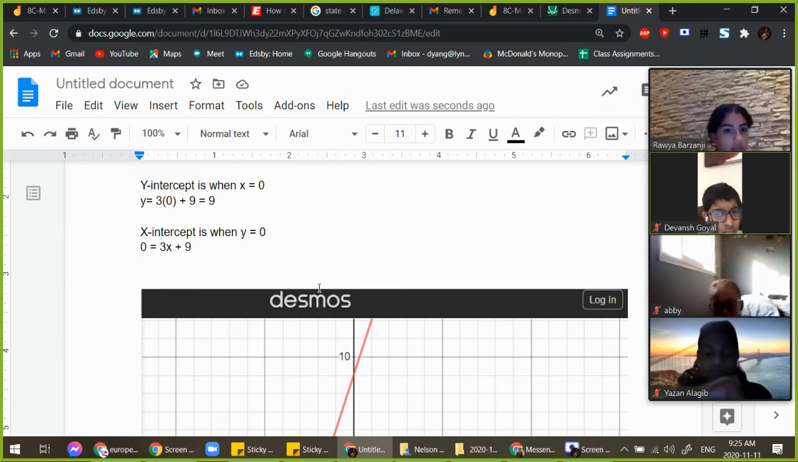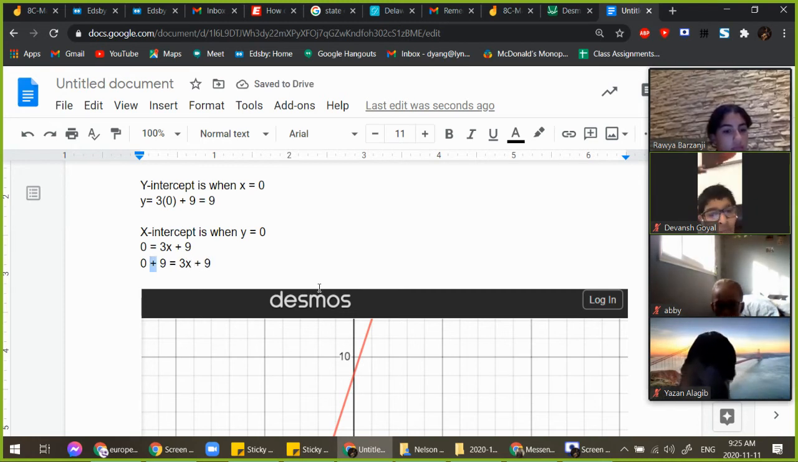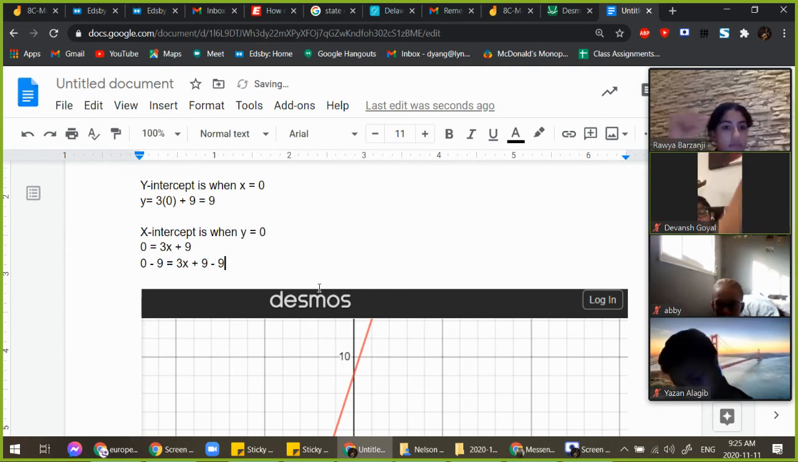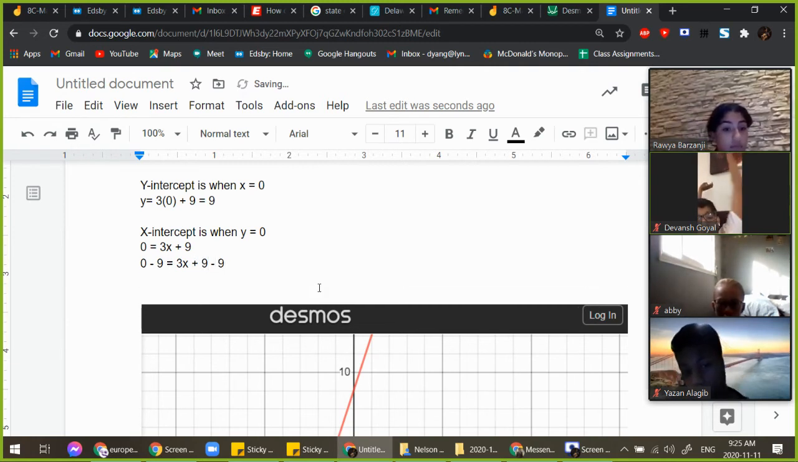Watch this very carefully. Both sides, we're going to subtract 9, because it's like a scale, right? You can add or subtract something on both sides and it still balances. So 0 plus 9 equals 3x plus 9. Oh, no, minus 9, sorry. Both sides subtract 9. That's what I said, right? So Ravia, what is on the left side?